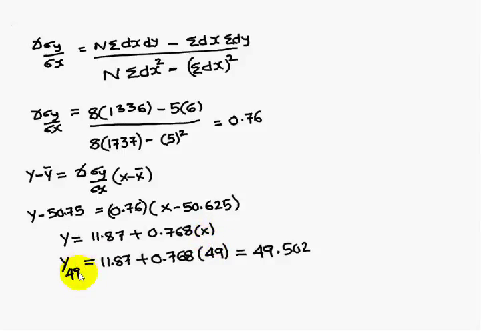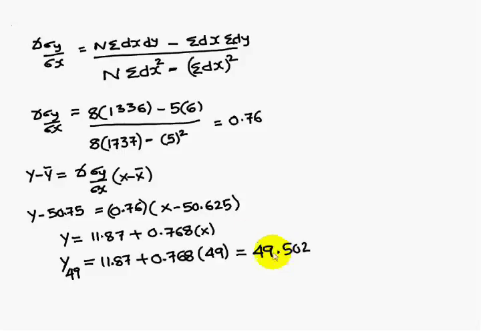We have to find the blood pressure of a person who is 49 years old. That means x is 49. Therefore in place of x you substitute 49 and you get the y value. Therefore the y value is 49.502. So for a 49 year old person the blood pressure is 49.502.